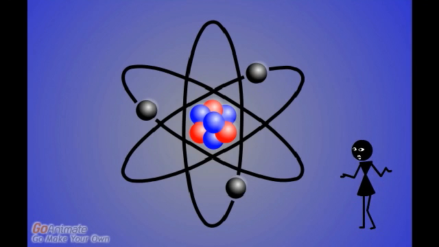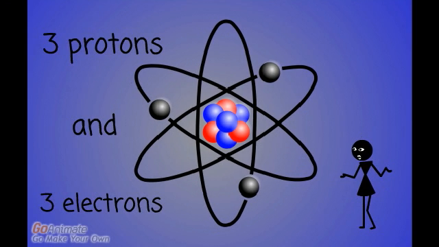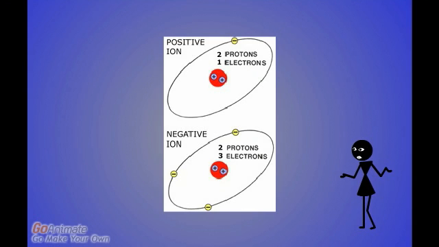The last distinguishing factor between atoms we will look at is the number of electrons an atom contains. A neutral atom has the same number of positively charged protons and negatively charged electrons, but atoms can gain and lose electrons. When this happens, they become ions.